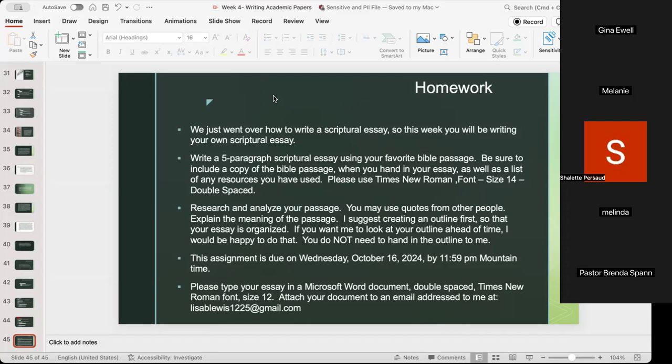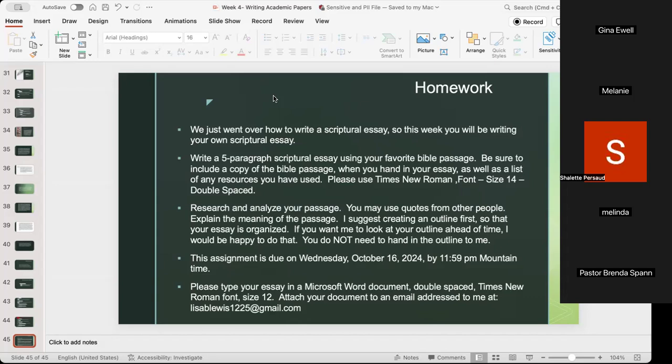And Times New Roman. I actually changed the size to size 14 rather than 12. 12 is just really small, and my eyes aren't as good as they used to be. And double spaced. And what you're going to do is research that passage and that person and analyze it. You can use quotes from other people. You can explain the meaning of the passage.